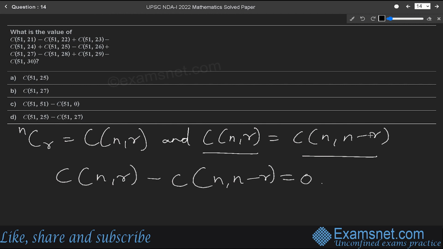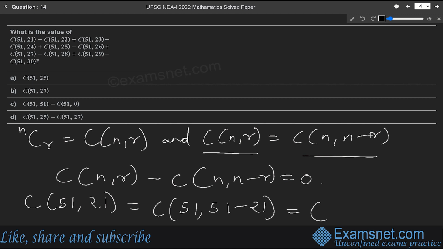Now let us look at the first term of the question, which is C of 51 and 21. So C of 51 and 21 will be equal to C of 51 comma 51 minus 21, which gives C of 51 comma 30. You can see that C of 51 and 21 is equal to C of 51 and 30. Now in the question, C of 51 and 21 is positive and C of 51 and 30 is negative. Since both terms are equal, they will cancel out.